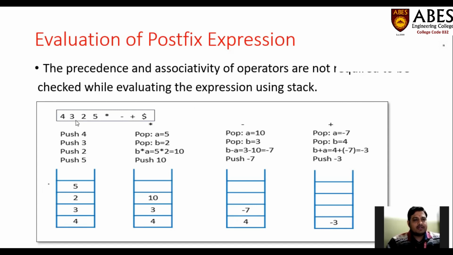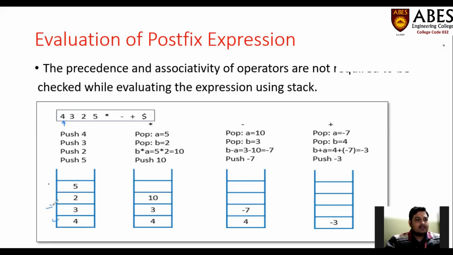What rule will we follow? Whenever we observe an operand, we just push the symbol onto the stack. So in the evaluation, we are using an operand stack. Here you can see 4. First, we'll start from this point. Here we have observed this 4. This is an operand, so we'll push this 4 onto the stack.